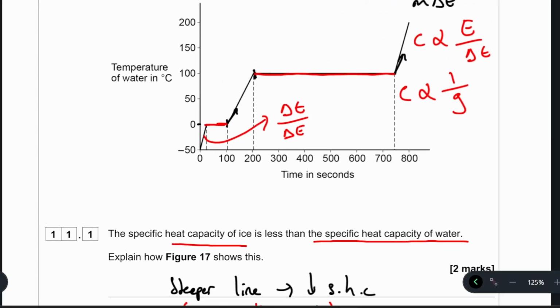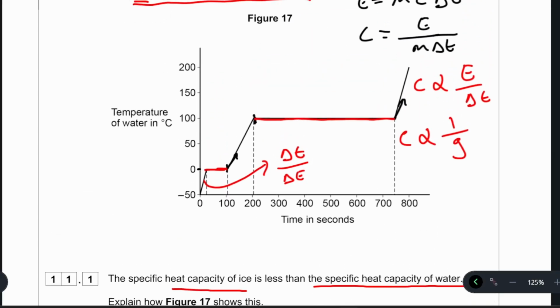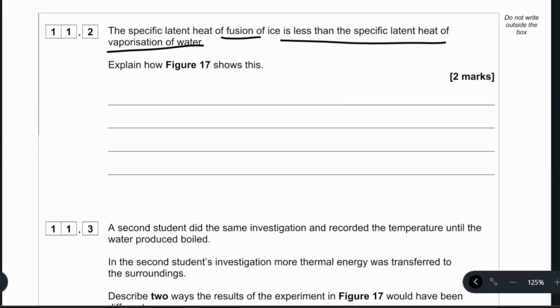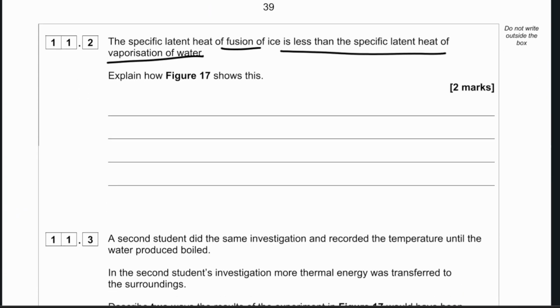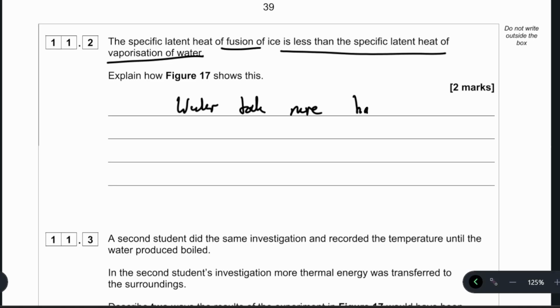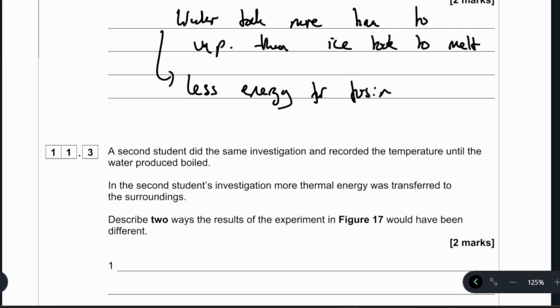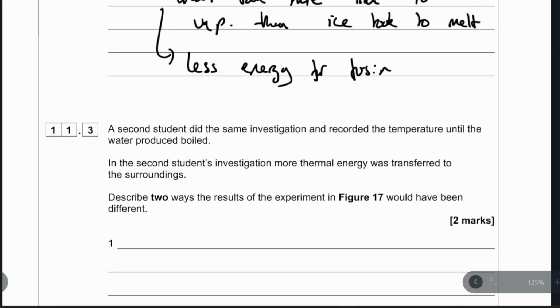Okay, so which one is larger? Well, as we mentioned before, the time taken basically tells us how much energy we've put in. Therefore, because the time taken for the latent heat of vaporization is a lot larger than that for fusion, it is the vaporization which is larger. So what we'd say for the 2 marks is the water took more time to vaporize than ice took to melt, and so therefore you need less energy of fusion, or less energy to change the state from solid to liquid.